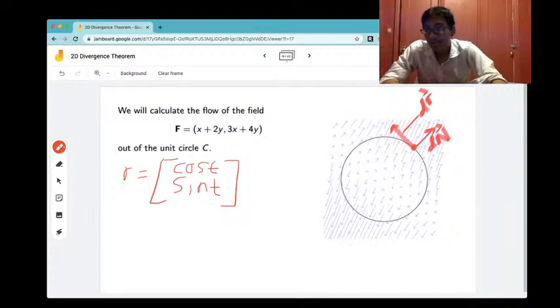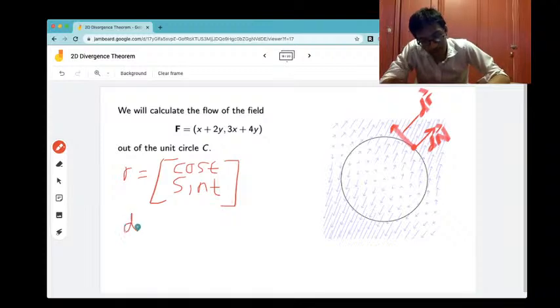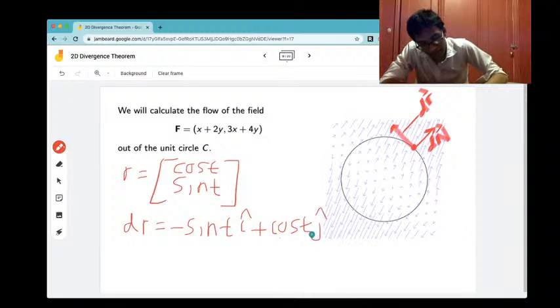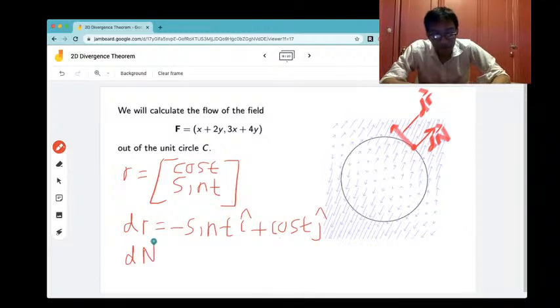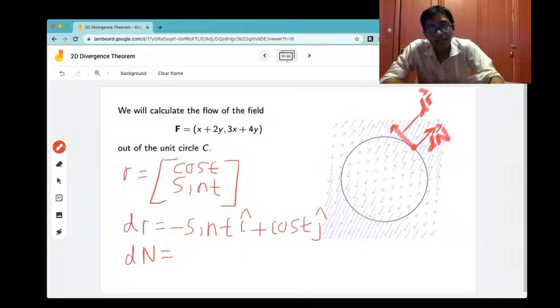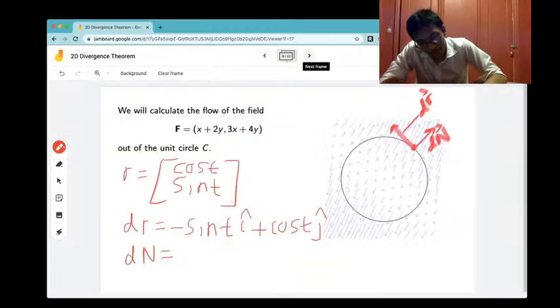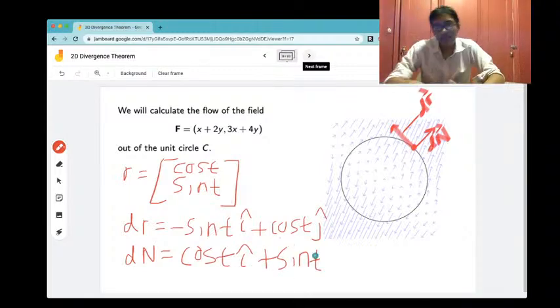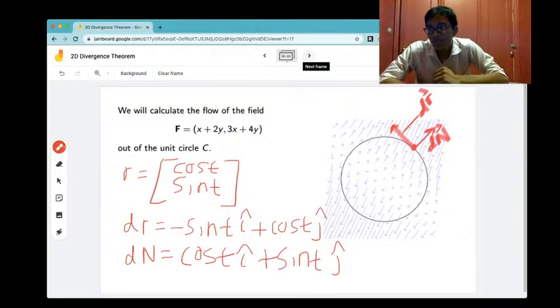So dr is going to be, let's write it down horizontally: negative sine of t i hat plus cosine of t j hat. And dn, well, remember, what did we do? We first flipped the x and y components, and then we negated the x component, right? So I'm going to have cosine of t i hat plus sine of t j hat. Okay, if everything makes sense, please give a thumbs up and we'll be good to go.